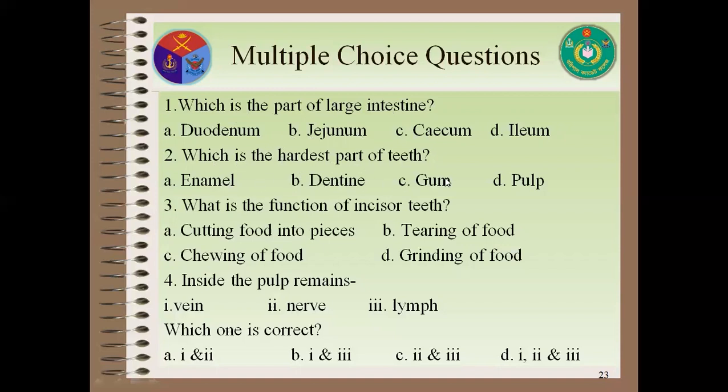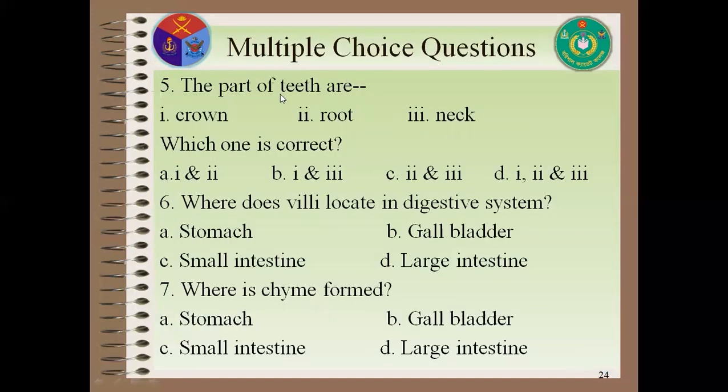Enamel, dentin, gum, pulp. Number 3: what is the function of incisor teeth? Cutting food into pieces, tearing of food, chewing of food, grinding of food. Number 4: inside the pulp remains vein, nerve, lymph. Which one is correct? 1 and 2, 1 and 3, 2 and 3, 1, 2 and 3. Number 5: the parts of teeth are crown, root, neck. Which one is correct? A, B, C, and D.